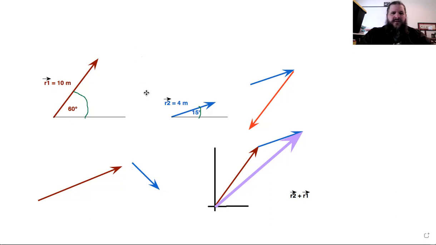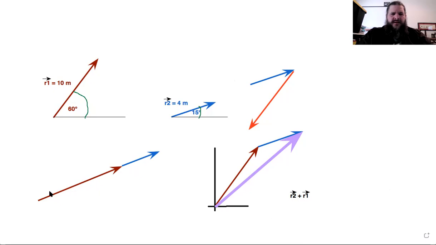If you wanted to make R1 plus R2 as large as possible. Yeah, if we're allowed to change the directions, then we can just make these the same direction. If this is 10 and this is 4, and they're the same direction, what would you get if you add them?